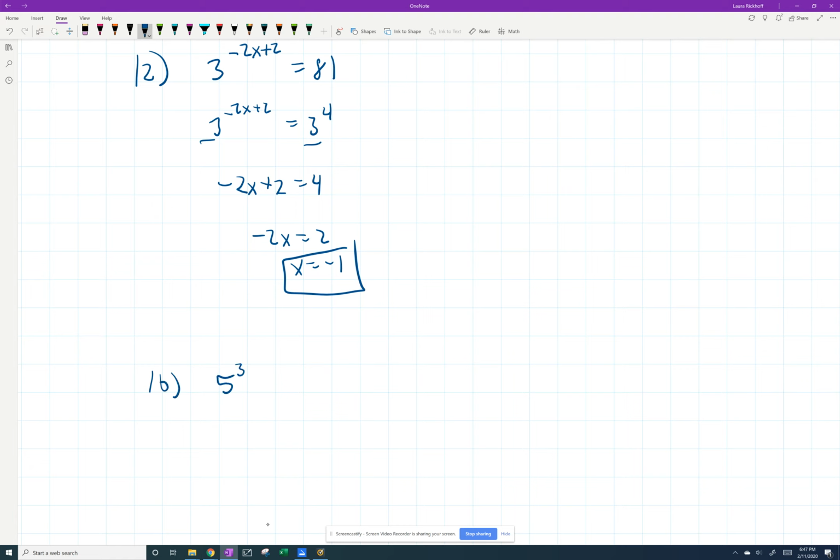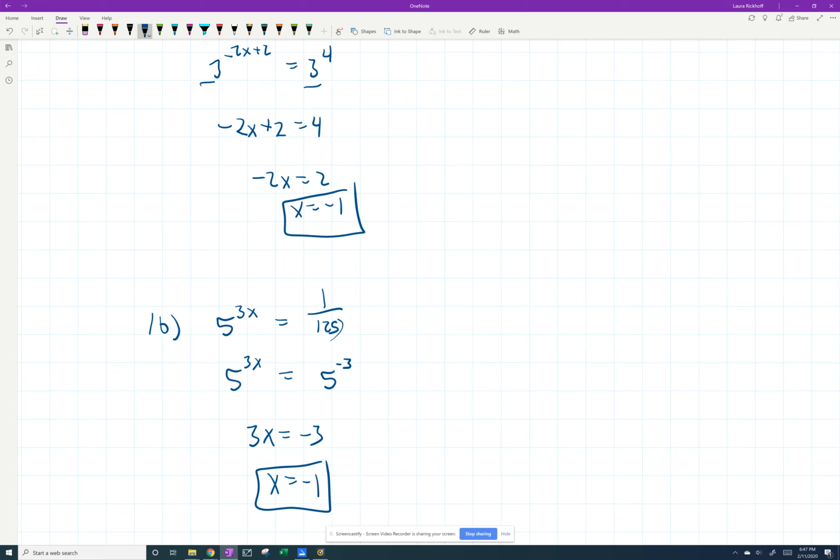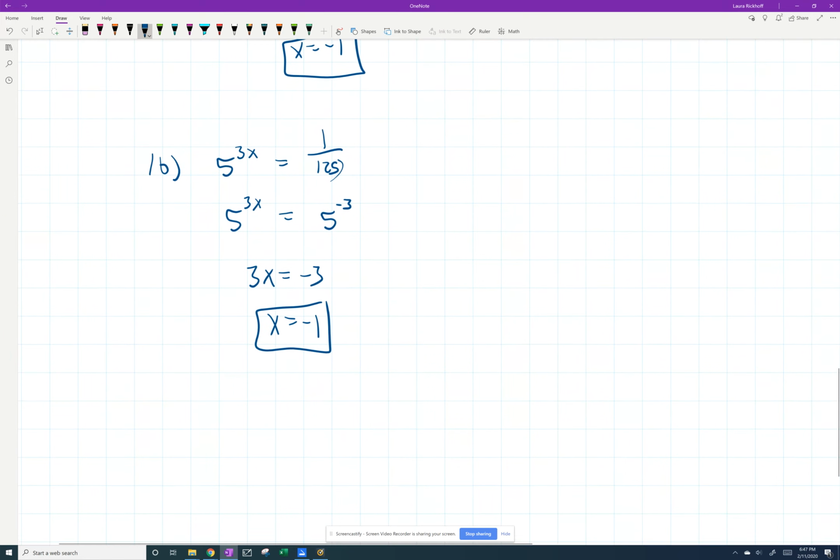Like this one has 1 over 125. So 125 is 5 to the third, and since it's 1 over 125, it's 5 to the negative third. So now the bases are the same, so you can set the exponents equal. And that's what's going on there.